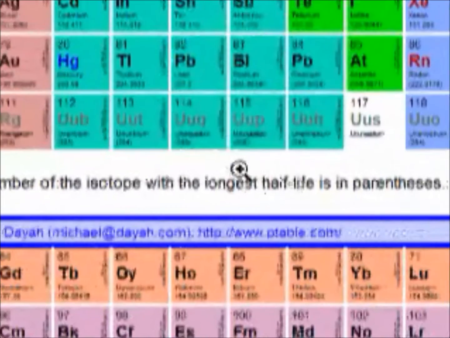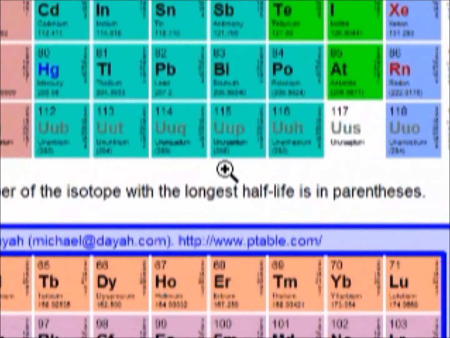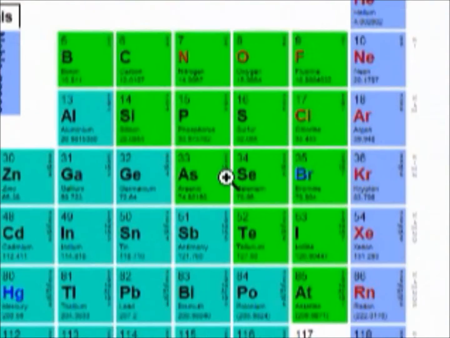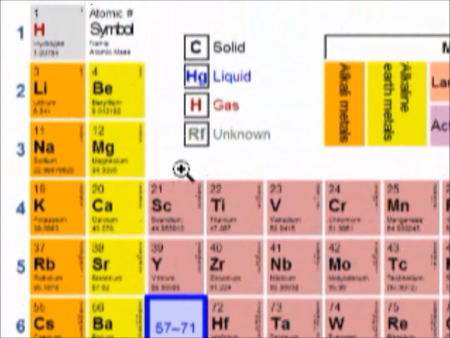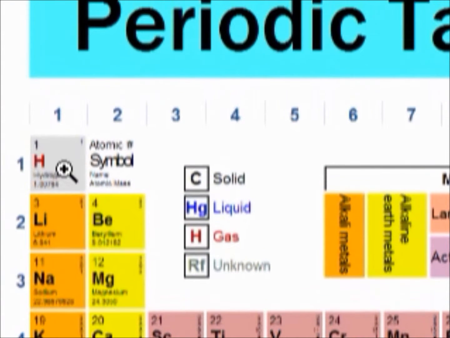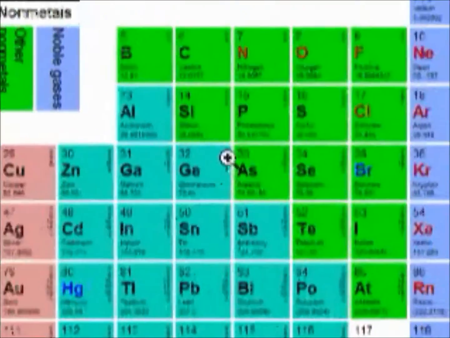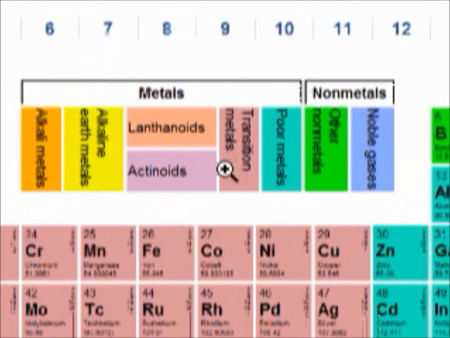Each class is shown in a different color, which is how they organize the elements. So here's a look at all that. Hydrogen doesn't belong to any of these classes, that's why it's in white. None of the other ones are in white. So there's a little key.